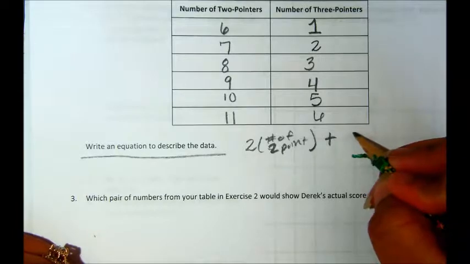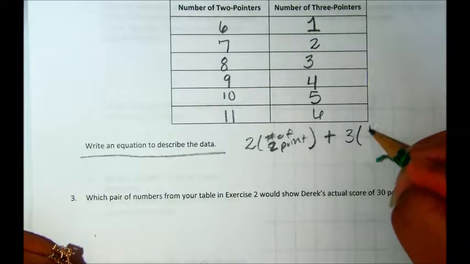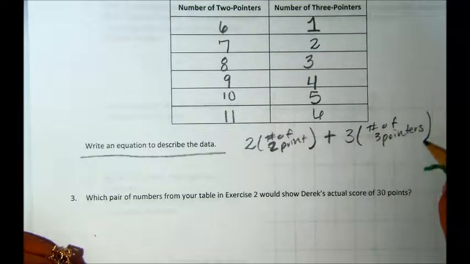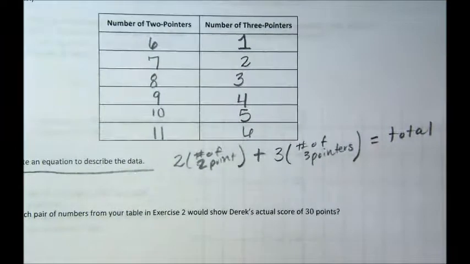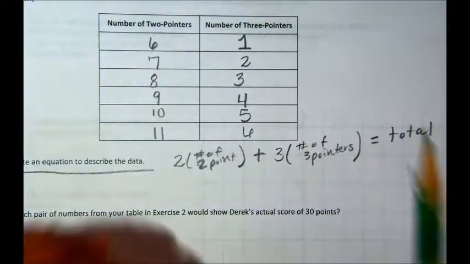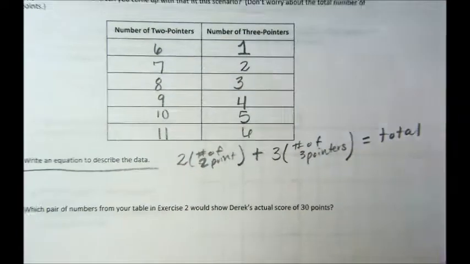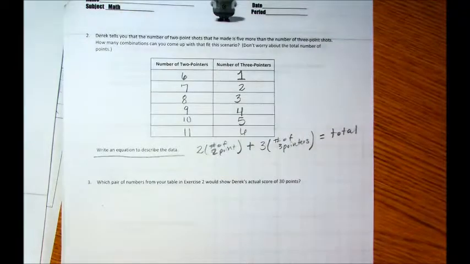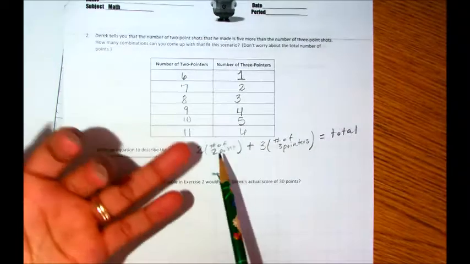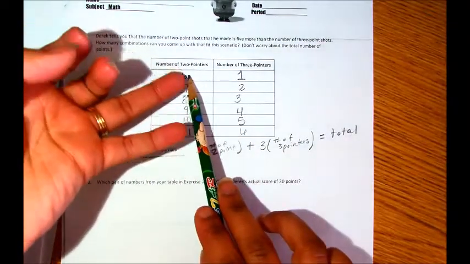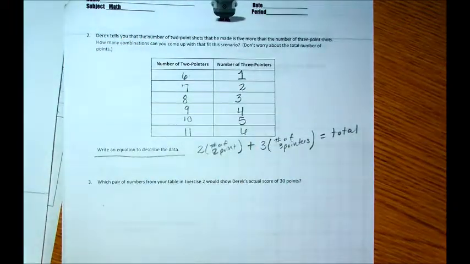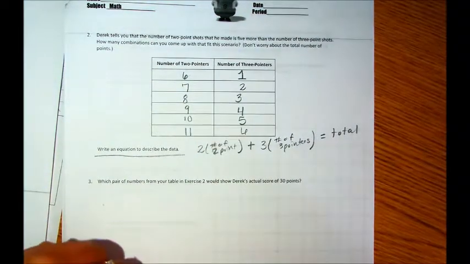I added that to 3 being multiplied by my number of 3-pointers. And that was equal to my total. Ask yourself, does this setup help me describe this data? No, because my number of 2-pointers is not multiplied by the number 2 and then added to my number of 3-pointers. What do you specifically know?